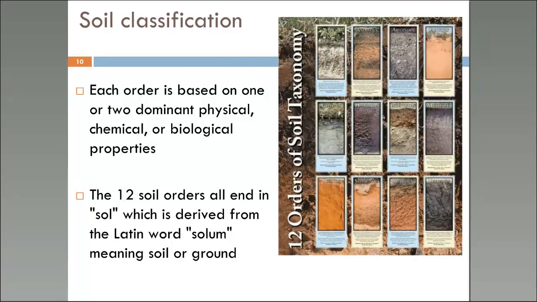So, for example, vertisols are prone to shrinking and swelling. They have large vertical cracks. Mollisols are thick, dark soils. Aridisols are soils that occur in dry environments. So each of them has a distinguishing characteristic.